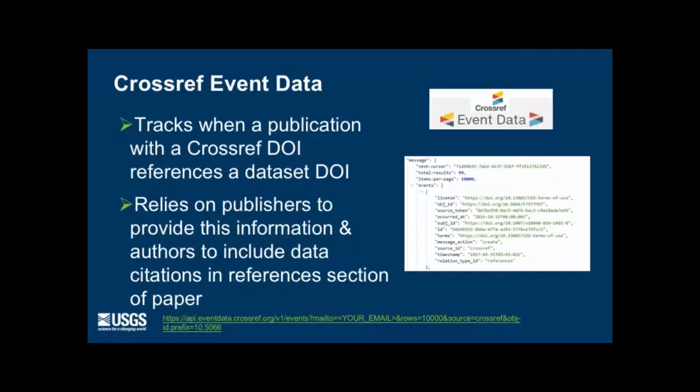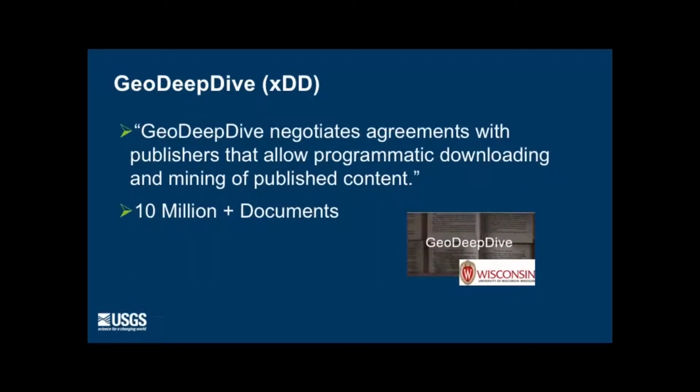Okay, so using these various APIs, we've written some Python scripts to semi-automate this tracking process. Our goal is, once we're confident in the process, to convert those scripts into cron jobs that can run on a regular basis. So using Deep Dive, we don't have to rely on publishers to provide the citation information to us. We can mine the text of the articles ourselves.